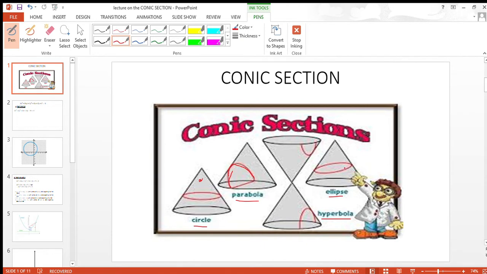And then, if you pass a plane that will not pass through the circular base, and the plane is not parallel to the circular base, what we will be able to form is an ellipse. And finally, if you pass a plane through your circular cone, which will be passing through the circular base such that the plane will be perpendicular to the circular base, you get a hyperbola.